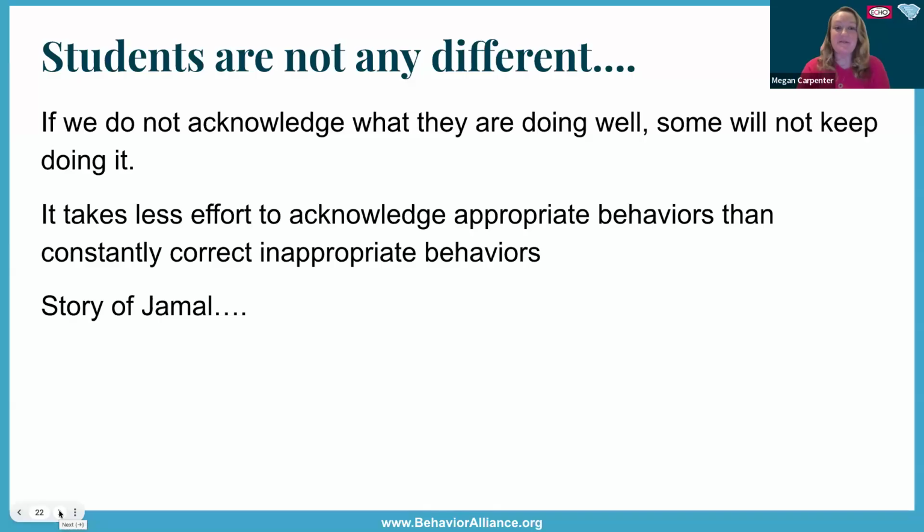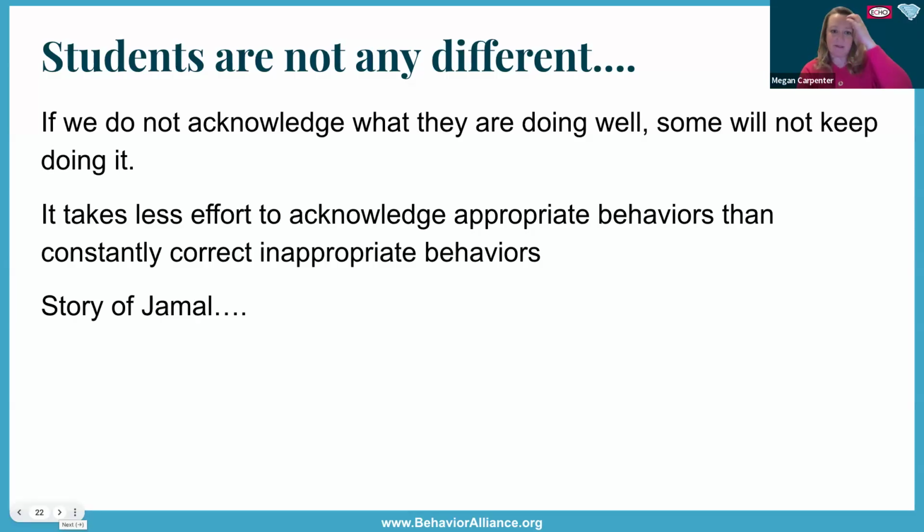Thanks. So our students aren't any different. If we don't acknowledge what they're doing well, some of them will not keep doing it. And it takes less effort to acknowledge appropriate behaviors than constantly correct inappropriate behaviors. So I remember early in my teaching career, I had this student, Jamal. Jamal was supposed to be a sixth grader, but decided not to do any work in fifth grade, and he failed fifth grade. So he was repeating fifth grade.